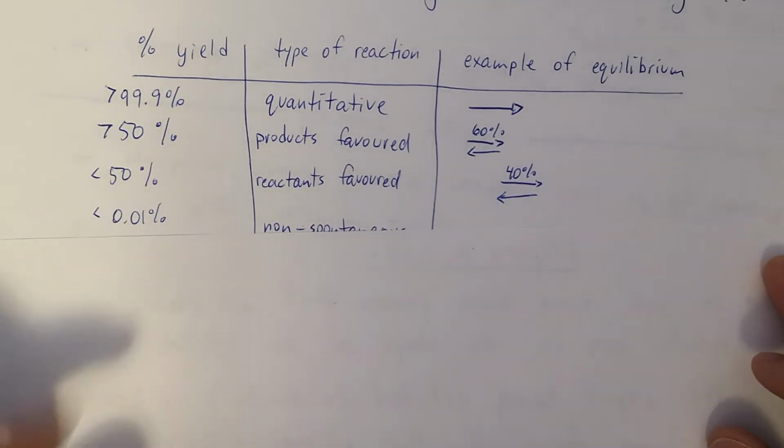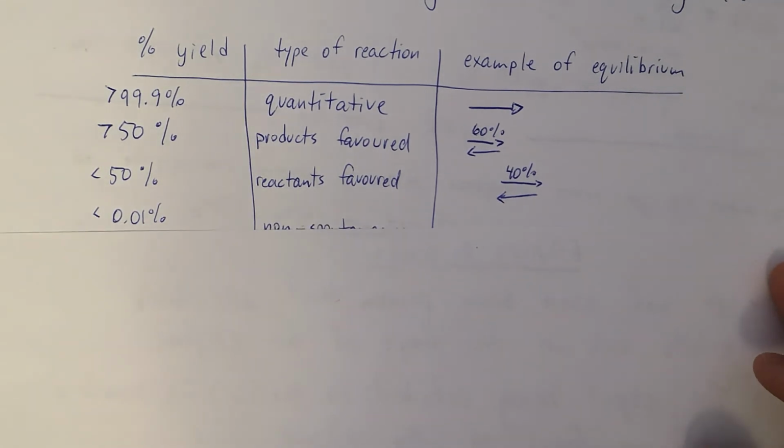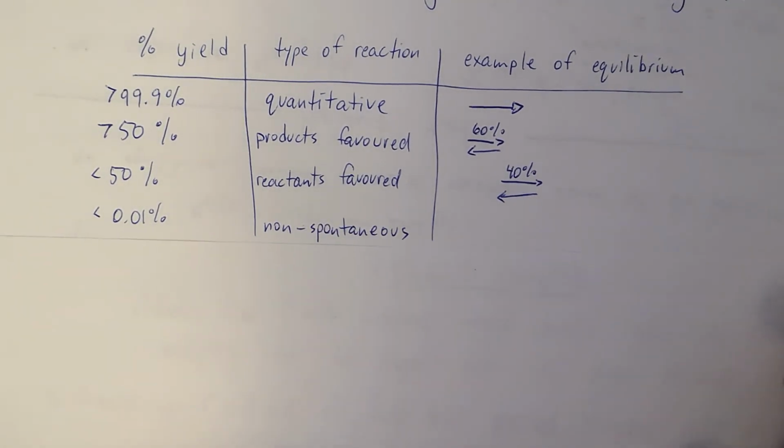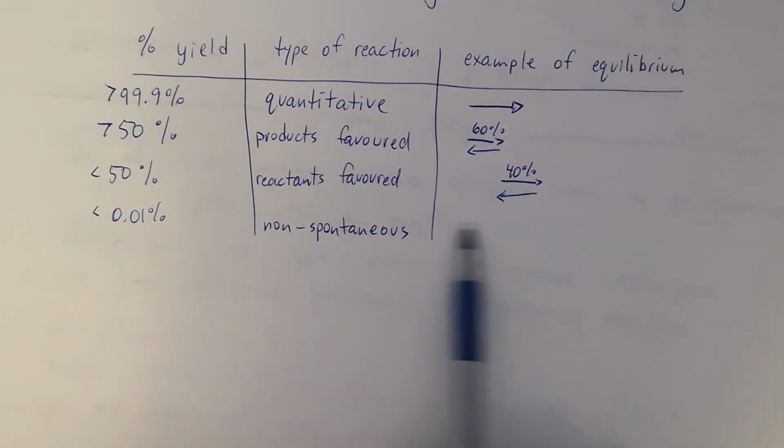If nothing's happening, less than 0.01%, we say, there's no real threshold though, and I'm not going to try to fool you with that. You just call that a non-spontaneous reaction. Nothing's going on. I didn't put in an example because why would I? There's nothing happening.